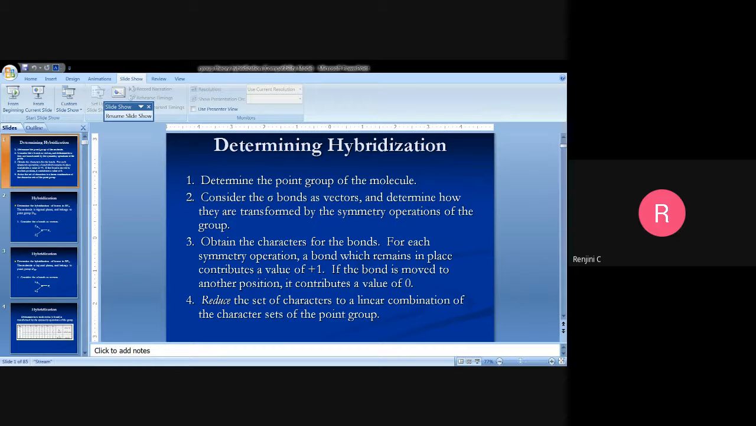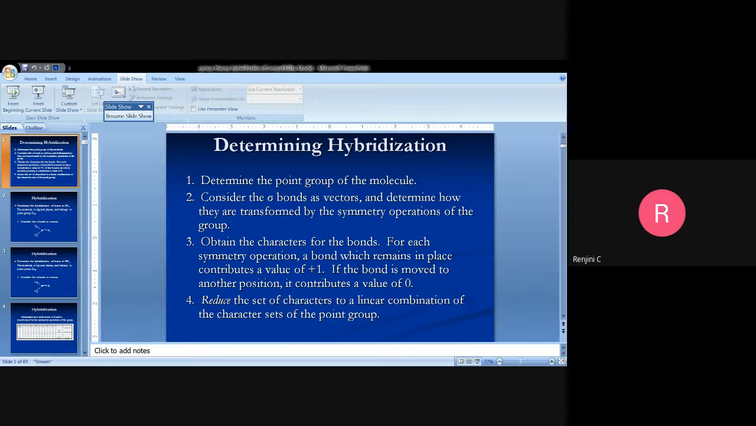On taking the C2 axis of rotation, these two bonds will be shifting their positions or interchanging their positions. Or we can say that only one bond vector remains as such. So the character of the reducible representation for the C2 operation is 1. The next operation is sigma h.